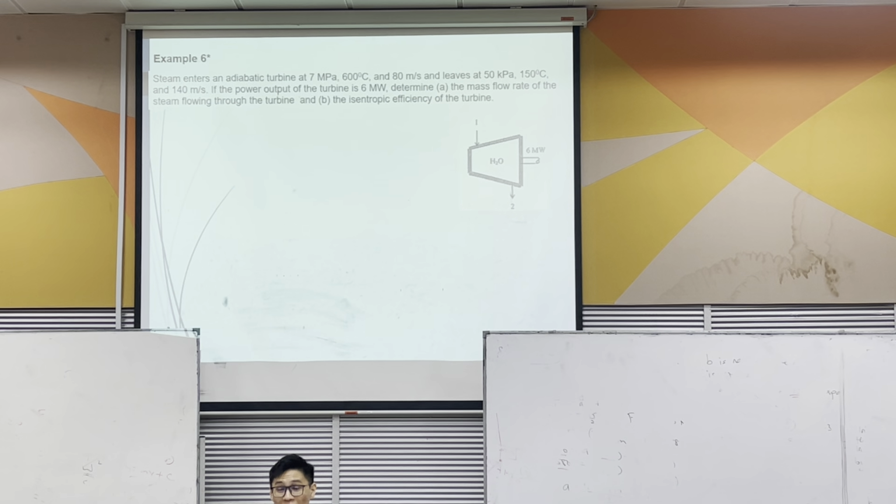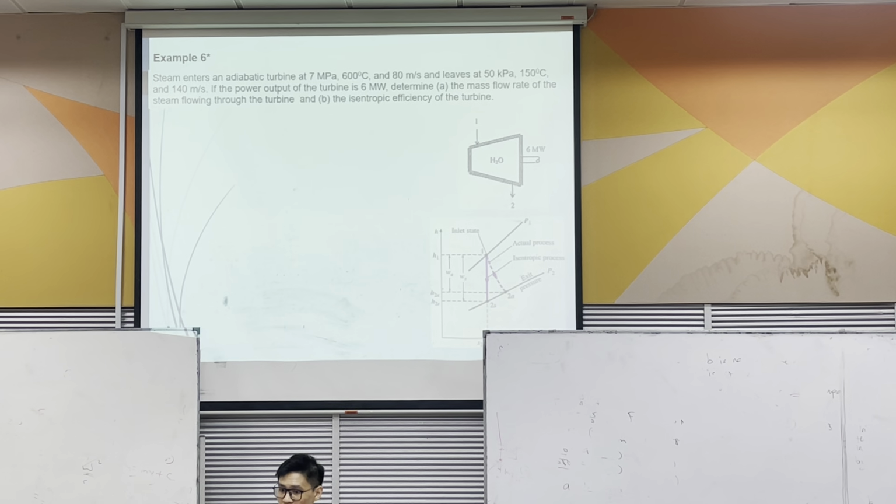Alright, so this way now we try to look at this. Steam enters an adiabatic turbine at 7 megapascal, 600 degrees Celsius and 18 meter per second. And it leaves at 50 kilopascal, 150 degrees Celsius and 140 meter per second. If the power output of the turbine is 6 megawatts, determine the mass flow rate of the steam flowing through the turbine and the isentropic efficiency of the turbine. Okay, so this one the diagram is not very important, but let's see what we have here. At the inlet you have P1 equals 7 megapascal.